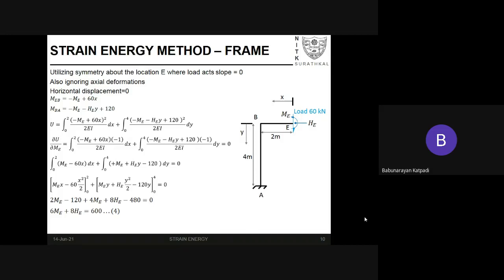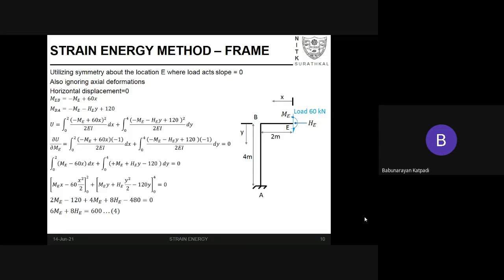And we are writing the equation for the strain energy. We have seen the partial derivative of the strain energy with respect to moment should give you the slope or the angle. With respect to load should give you the displacement or deflection. So ∂U/∂M, we know at the center of the span of the beam the slope has to be zero. So we are equating ∂U/∂M to zero.